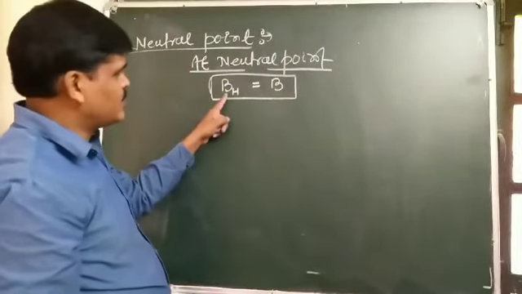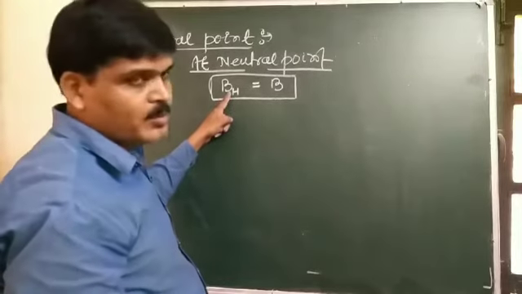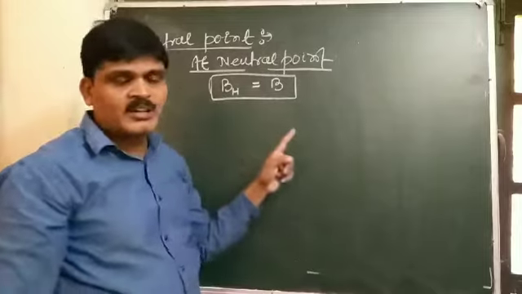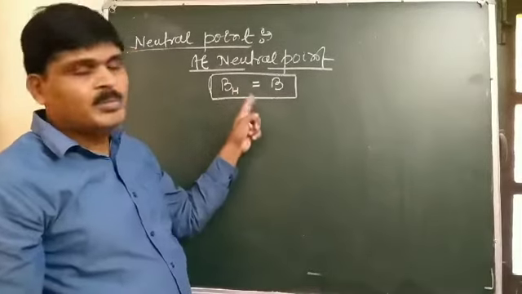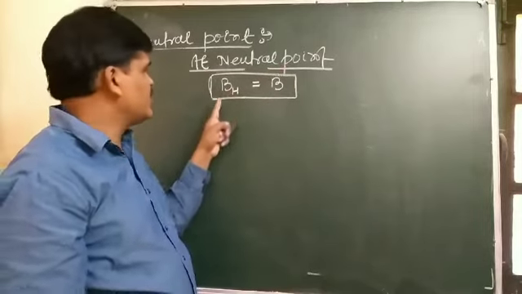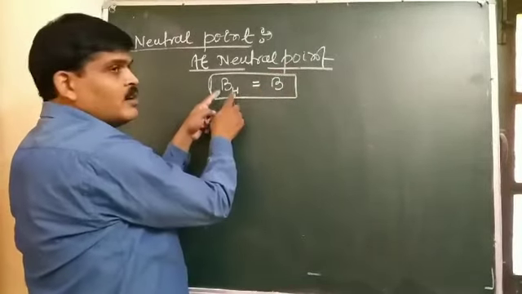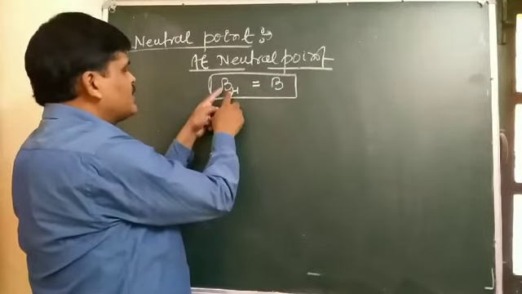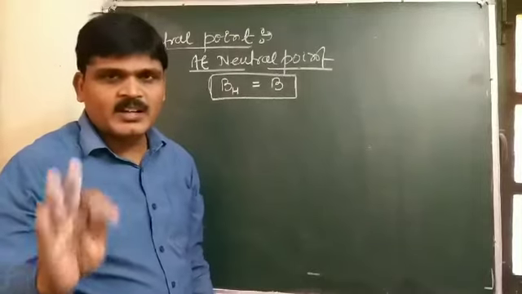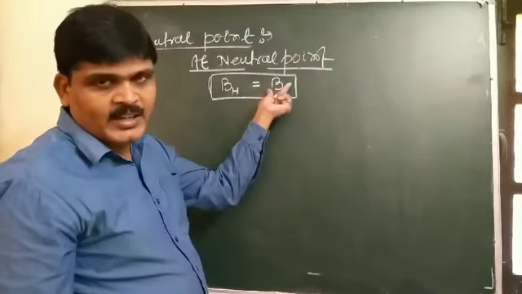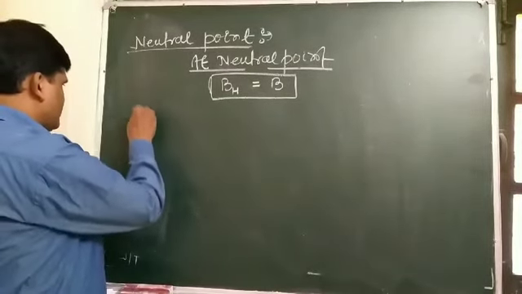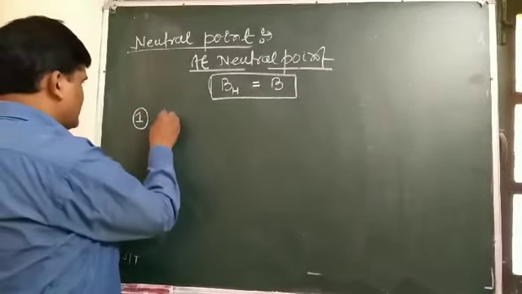You already know this, BH, that is the horizontal component of the earth's magnetic field. Already I have explained to you that in earth magnetism, BH equals B cos delta. So at the neutral point, the horizontal component of the earth's magnetic field is equal to the magnetic field of the bar magnet.